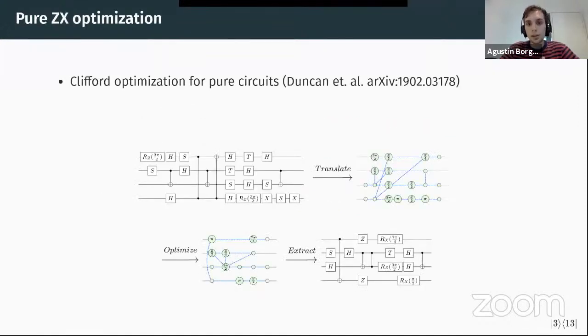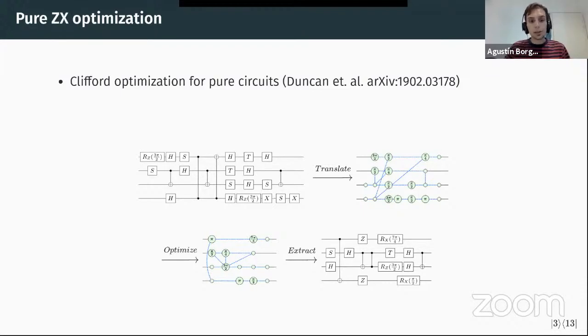So using the ZX diagram, Simon Perdrix with Duncan, Kissinger, and van de Wetering introduced a Clifford optimization procedure for pure quantum circuits. This is the same paper referenced by Sean in his talk about going there and back again. So there may be some intersecting definitions here.